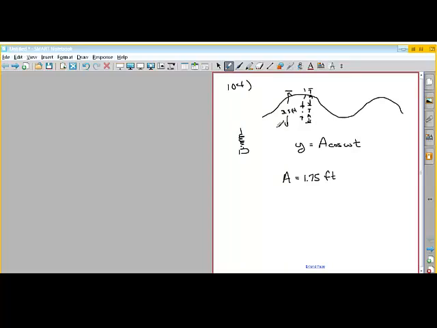And it says it returns to its high point every 10 seconds. So what that means is the period of oscillation is 10, well actually, yeah, the period is 10 seconds.